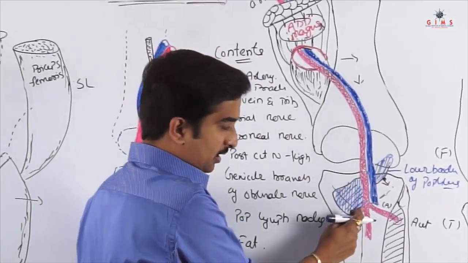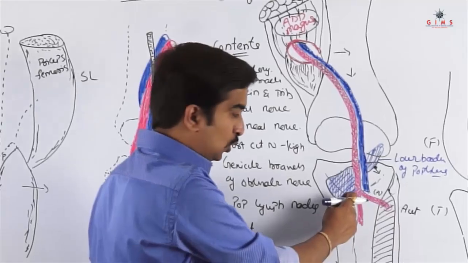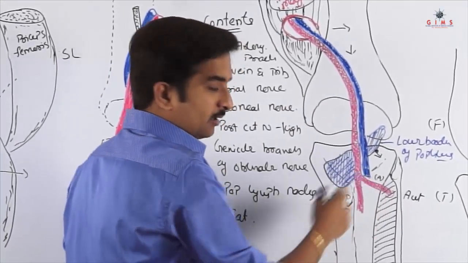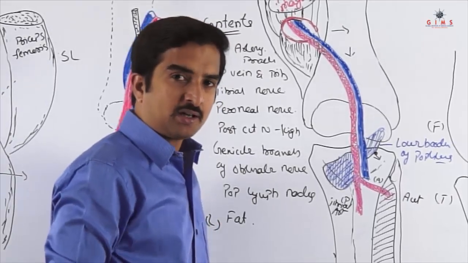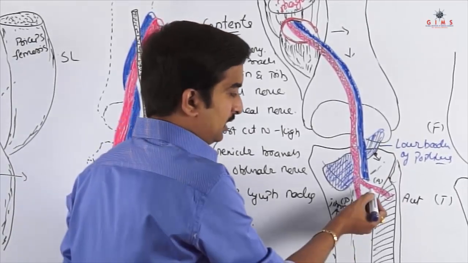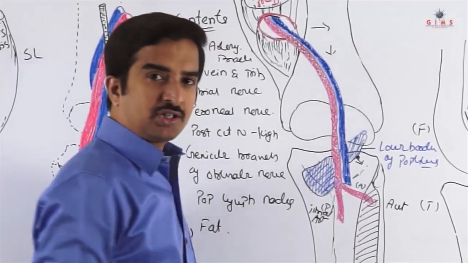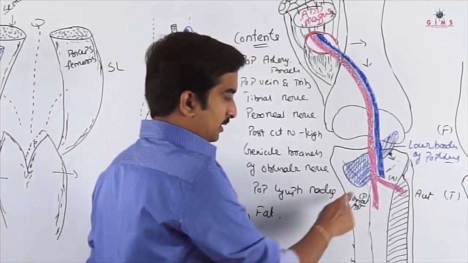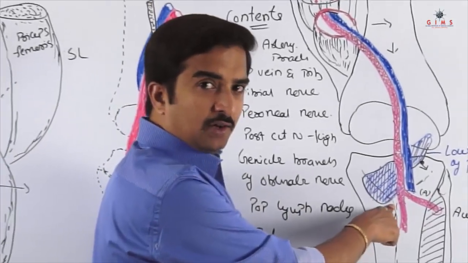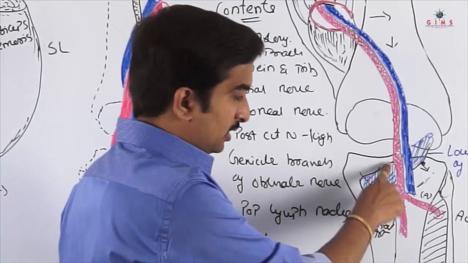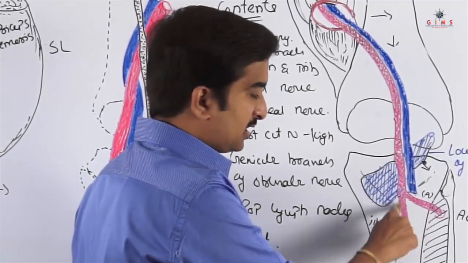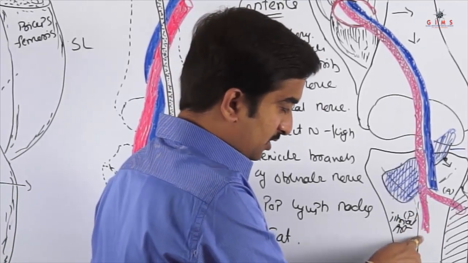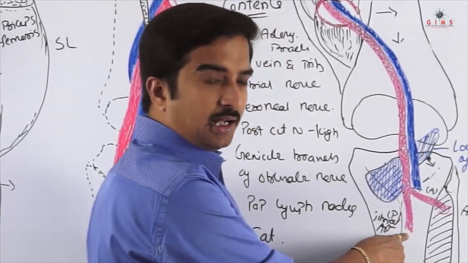After the popliteal artery reaches the lower border of the popliteus muscle, the artery gives off two branches or terminates into the anterior as well as posterior tibial arteries, right? At the lower border of the popliteus muscle, the popliteal artery terminates by giving the anterior tibial artery, and the continuation is called the posterior tibial artery.